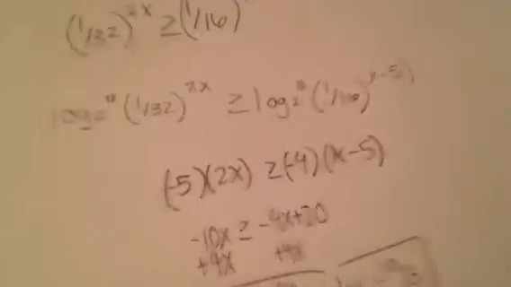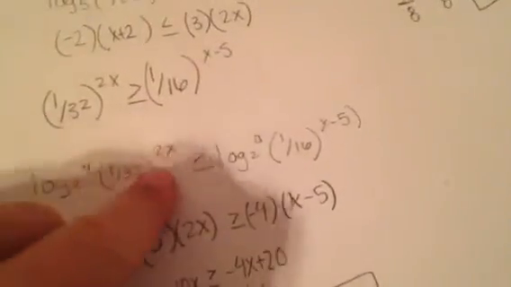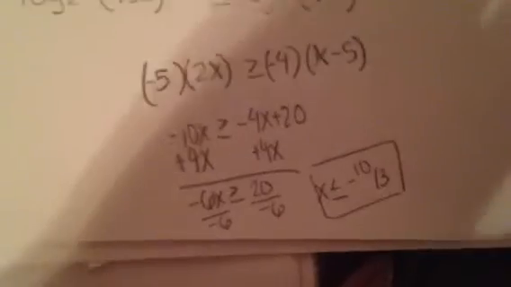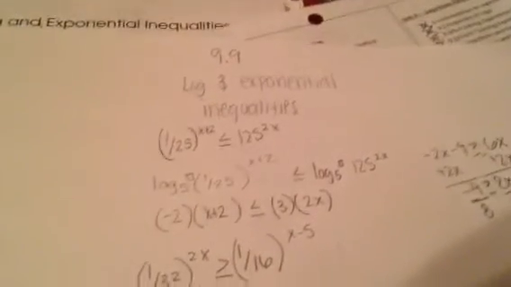Same thing again: you find a common log, bring down the exponents, find the common logs, multiply them out, and then solve for x. Make sure you switch the sign whenever you divide by a negative. And that wraps it up for 9.9, log and exponential inequalities.